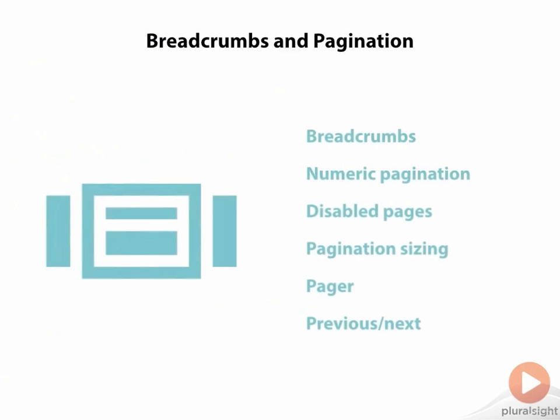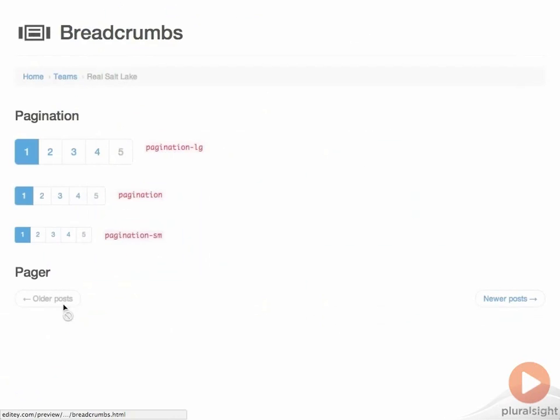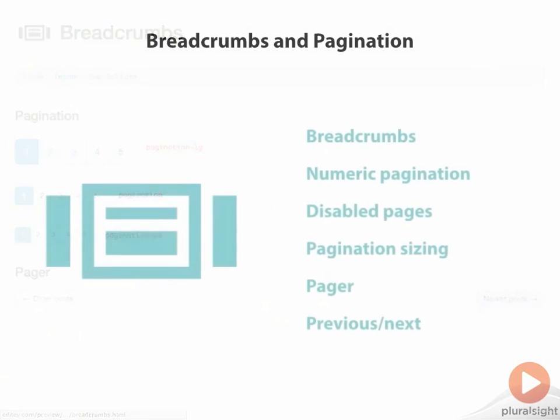But you can align them to each side by adding the previous and next classes. Or you can use the disabled class to make one of the links appear grayed out. We'll implement these pagination styles into WordPress in Module 7.